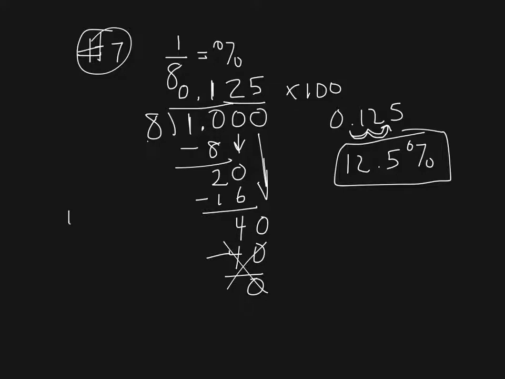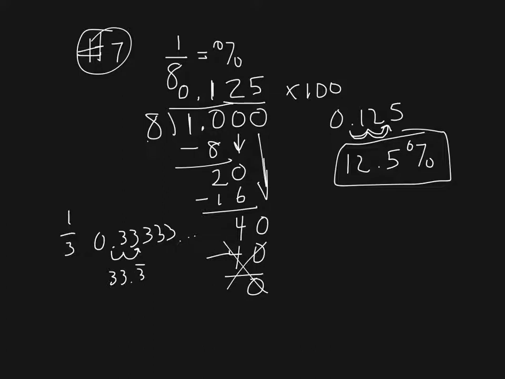Quickly though, I just want to mention, if you had something like 1/3. 1/3, when you do the decimal of it, is 0.33333. It's going to be a repeating decimal. When you multiply that by 100, it becomes 33.3 repeating.